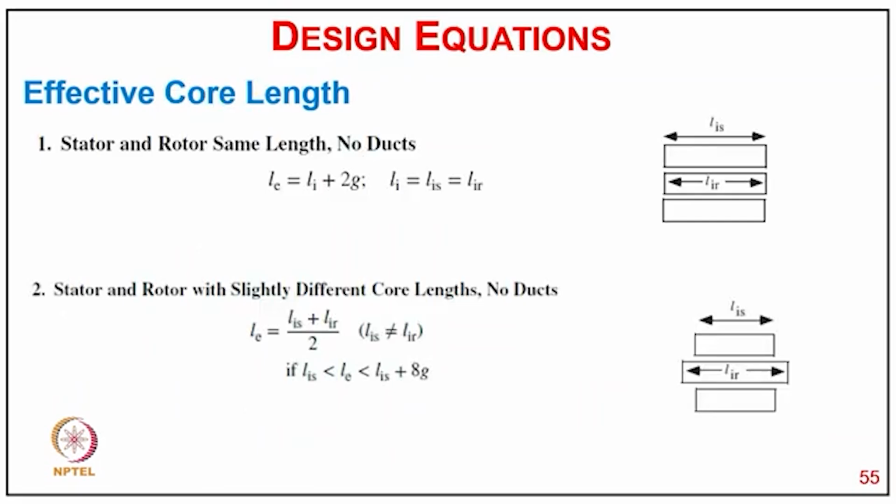Now coming to the effective core length. Typically, when stator and rotor have the same stack length and no duct, L equals Li plus 2G, or Li equals Lis equals Lir, as you can see in the figure. Typically, with stator and rotor of slightly different core length and no duct, L equals Lis plus Lir divided by 2, or Lis is not equal to Lir, and Lis is less than Le, which is less than Lis plus 2G, as you can see in the diagram.